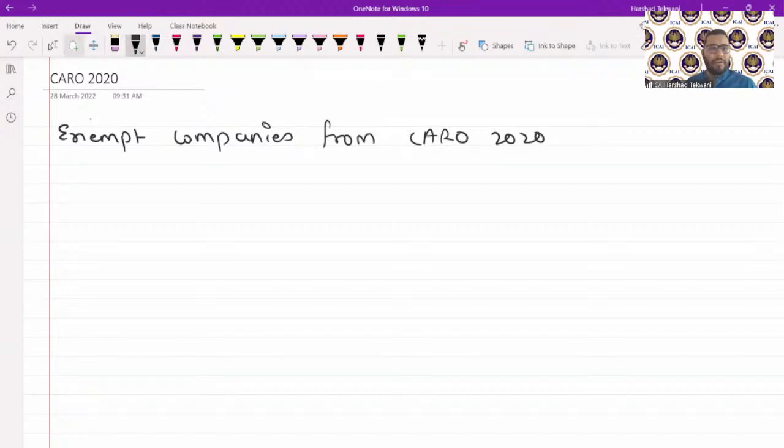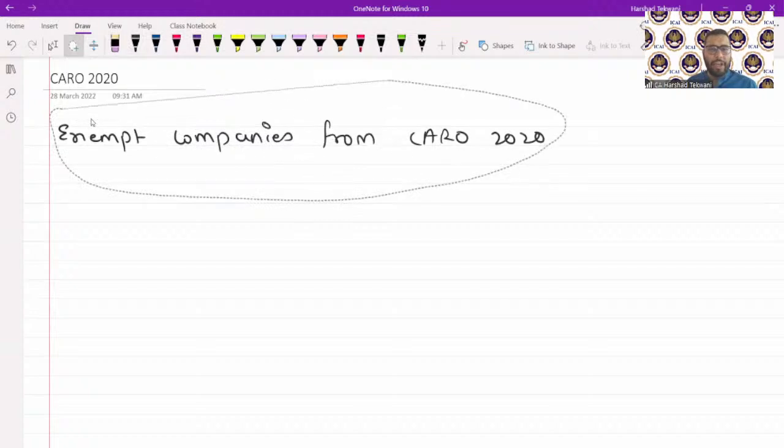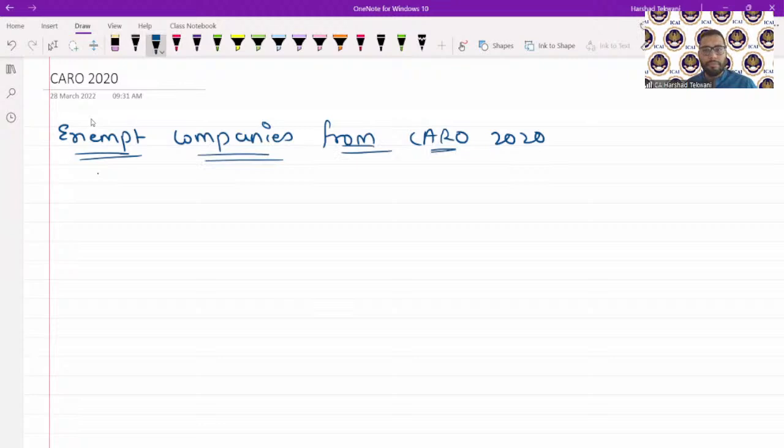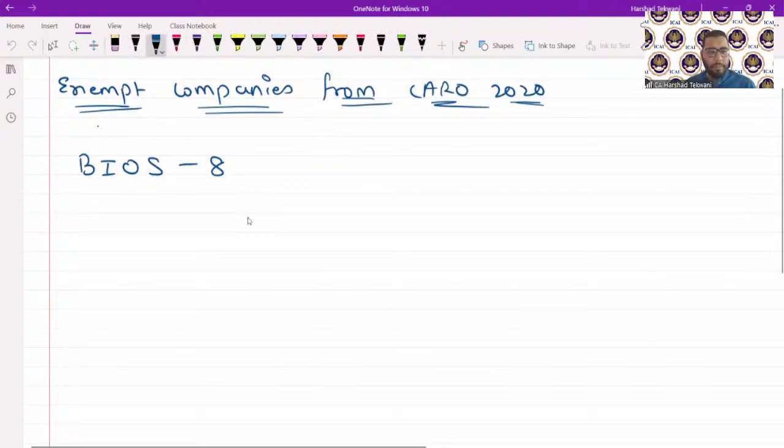So these are the classes of companies which are exempt from CARO 2020. I'll tell you an easy way to remember this. Simple: BIOS 8. Remember in computers we see this terminology, BIOS, basic input output system. Now what is this for?